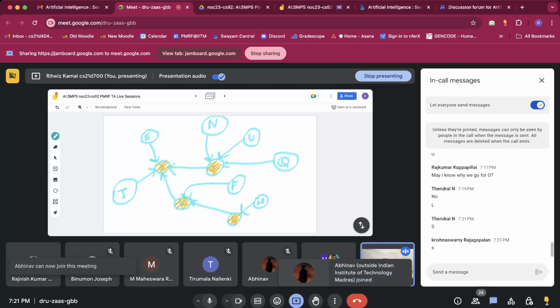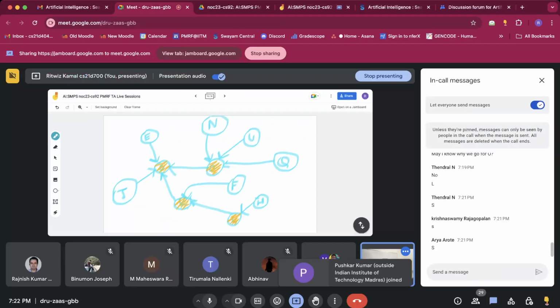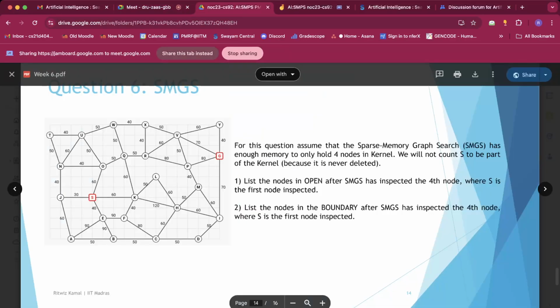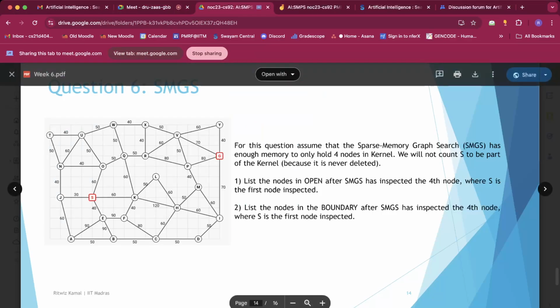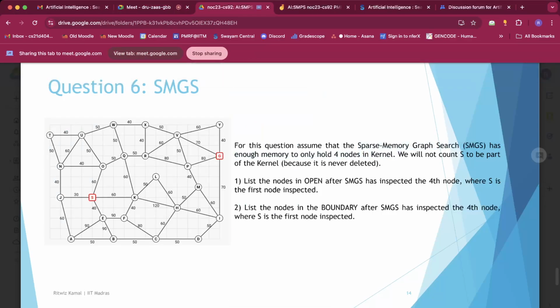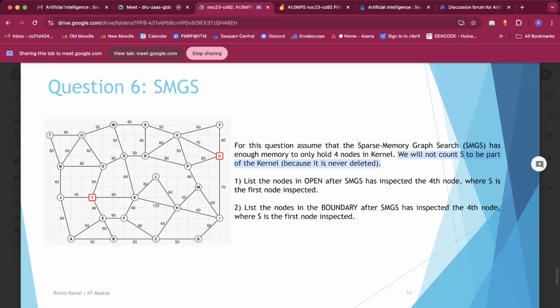Okay, cool then. So at this point we have explored or inspected 4 of the nodes in the graph, right? 4 of the nodes that are marked by the yellow color over here, right? And let's go back to the question and see what the question asked us. Okay, so the question asked us that we have to assume that sparse memory graph search has enough memory to hold 4 nodes in the kernel. Okay, so the size of our kernel is 4 nodes. Okay, we will not count S to be part of the kernel because it is never deleted. This is an assumption that you can make about the method, or when you use SMGS.